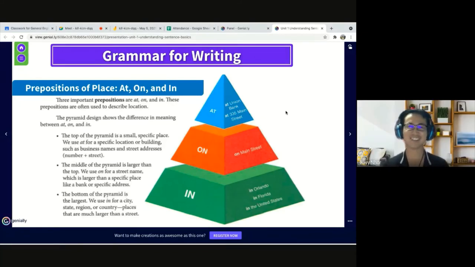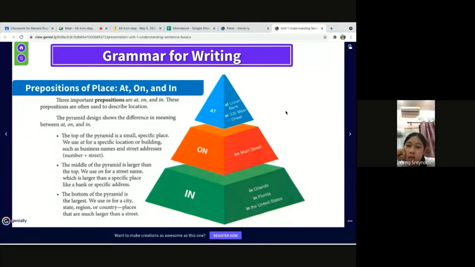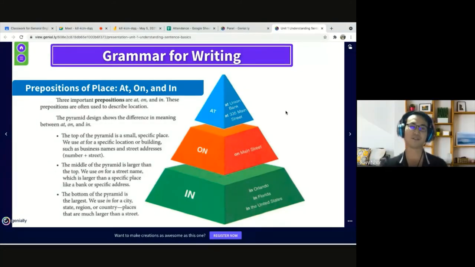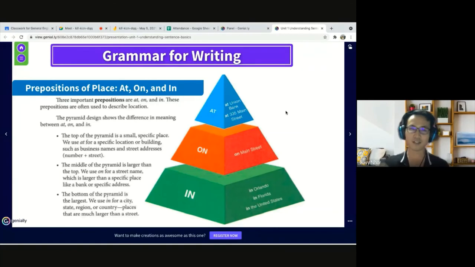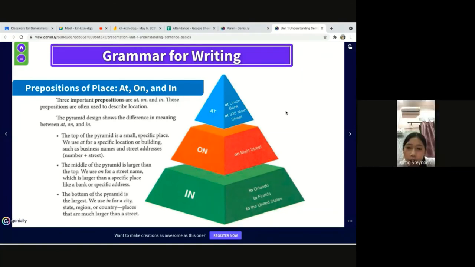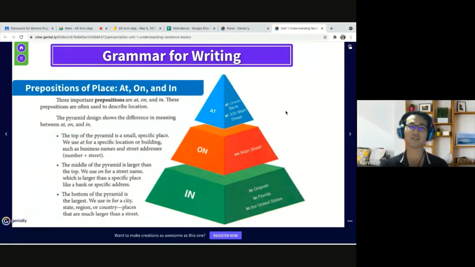My house. A preposition. My house is in. In is for bigger places, like a city, state, region, country, and the next one is the province. Yes. My house in Battambang province. And then on the road. Okay, on the road. Yeah, on National Road number 5.